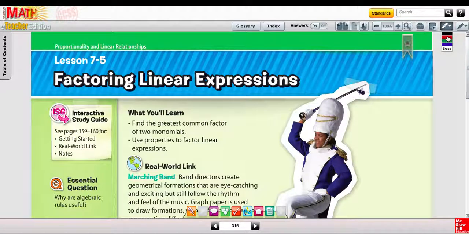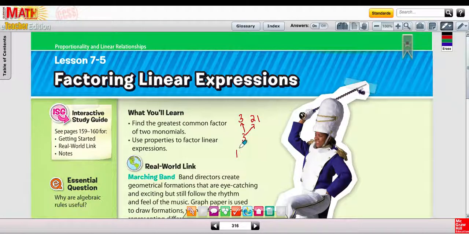So just to remind you, the greatest common factor of, let's say, 3 and 21, the greatest common factor is 3 because 3 is a factor of 3 and 3 is a factor of 21, and it's the greatest common factor of both of them.